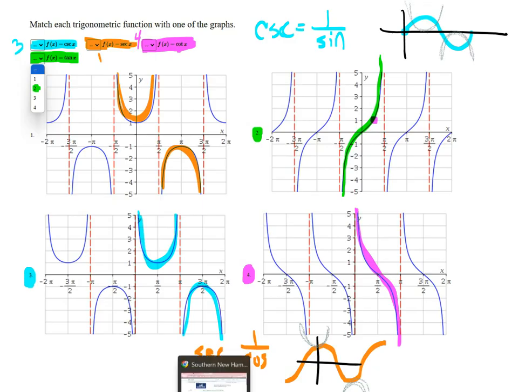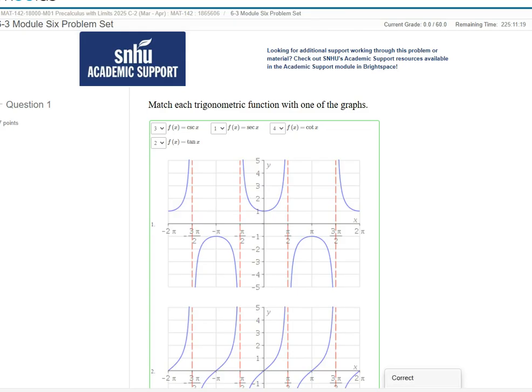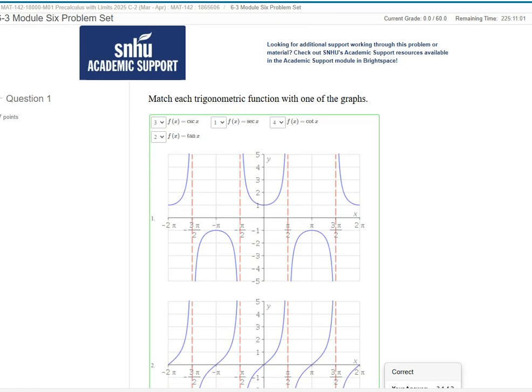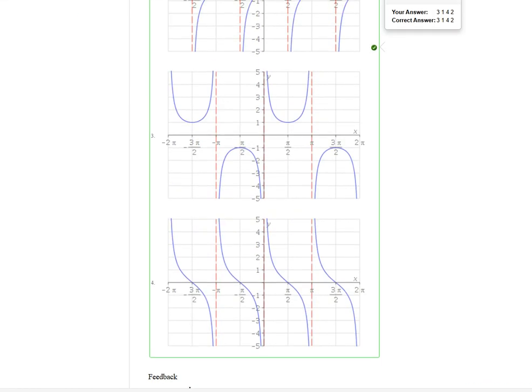And I went back. I've already done this. And you can see I've got 3, 1, 4, and 2, and that does match 3, 1, 4, and 2. Isn't that what I said? 3, 1, 4, and 2. And there's the green box. So, yay.